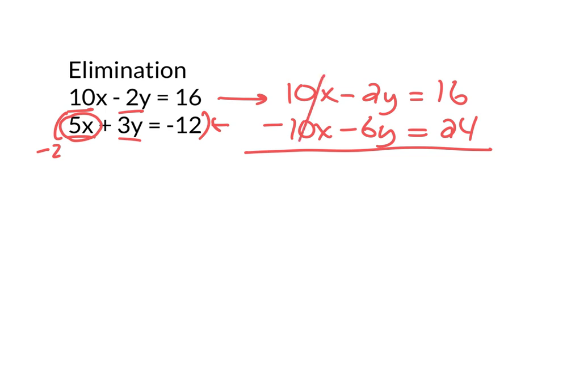Okay, so I'm going to add the equations together. When I do that, those are gone. I get negative 8y. And over here, if I add that, I get 40. Divide by the negative 8, I get y equals negative 5. Now, that's my y. For my answer, I need the x and the y coordinate. I need an ordered pair.